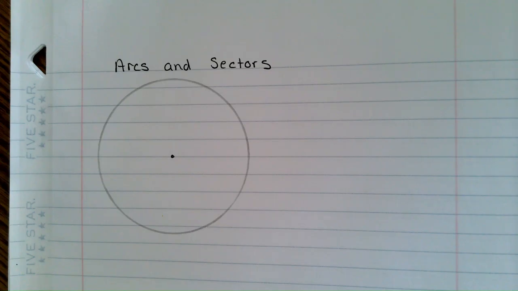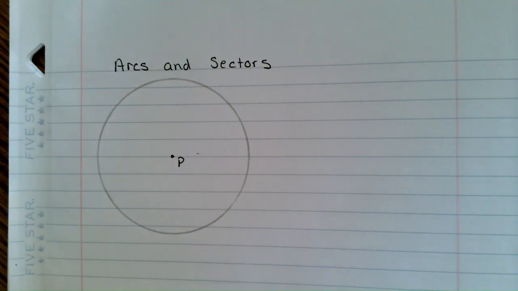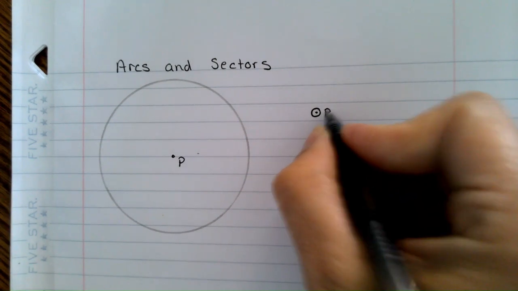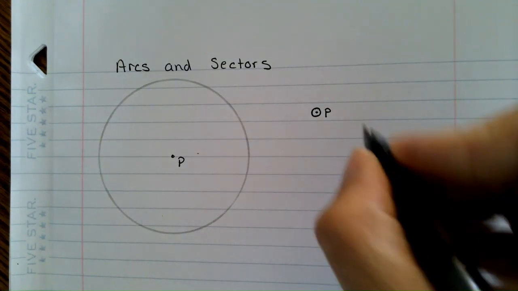Welcome to arcs and sectors. Arcs and sectors are parts of circles. So as you can see, I have a circle drawn here. We're usually going to go ahead and put a letter here to indicate where the center of the circle is. So when I name a circle, you'll see a little circle, a dot, and then I'll name the circle after it. So this means a circle with center P.